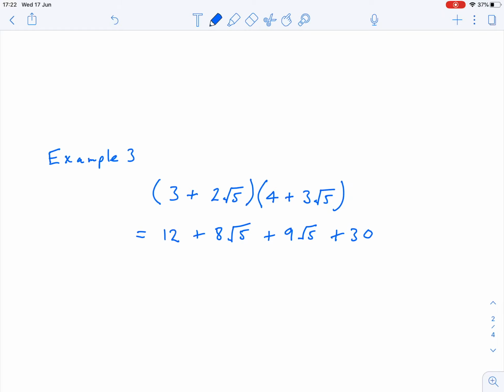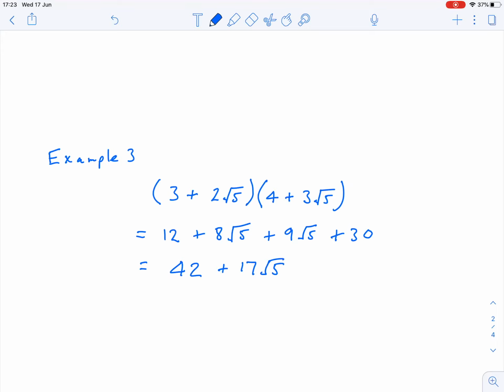So that's the tricky bit. You've got to multiply the numbers, and then you've got to multiply the root 5 by the root 5, and then multiply those two numbers you get then. So 12 plus 30 is 42. Collect together the root 5s, 8 plus 9 of them is plus 17 root 5s.